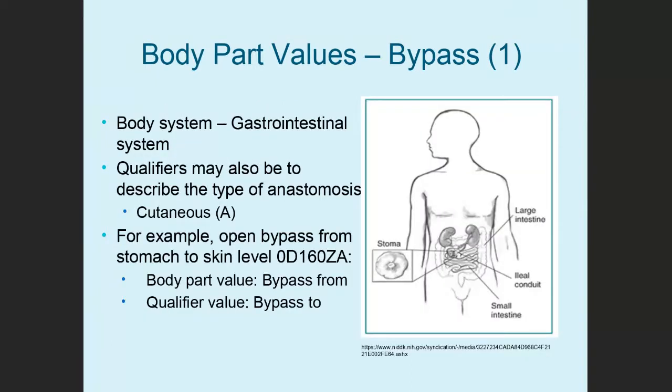Here's another example of a bypass procedure in the gastrointestinal system. In this case, the qualifier value indicates the type of anastomosis used, such as cutaneous, meaning to the skin level. Gastrointestinal system, open bypass from stomach to skin level, cutaneous is A. So body part is bypassed from, the qualifier is bypassed to, and it's to the skin, it's cutaneous.